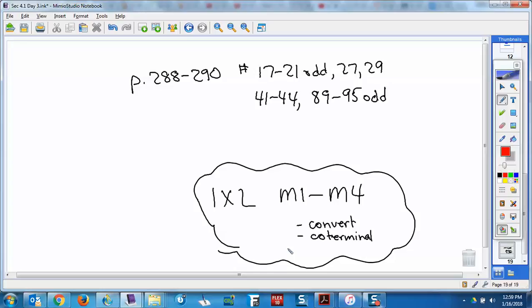But this is your homework for tomorrow, and it's pretty much all just radian degree conversions, what quadrant, sketch the angle, that kind of stuff. There isn't any linear angular velocity yet. We'll start digging into that a bunch tomorrow.